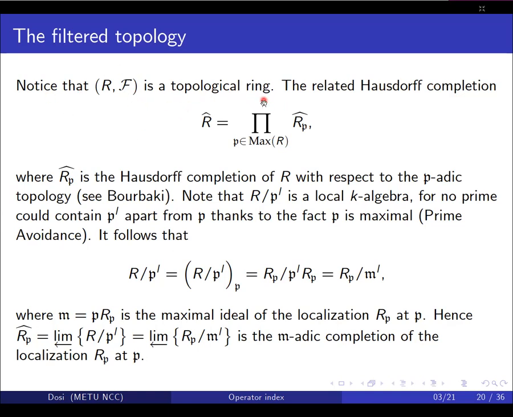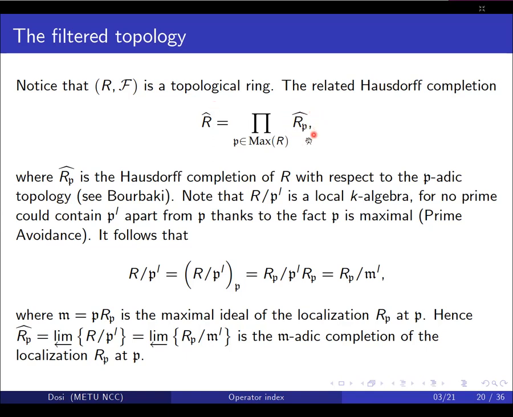With this filtered topology we can talk about the completion. Like for a uniform space, we can always talk about completions. The completion turns out to be a direct product of all these completions. Let me explain what that is. Each is a Hausdorff completion with respect to the p-adic topology. This result is due to Bourbaki; you can see there, in Commutative Algebra, they prove this topology and get this completion.